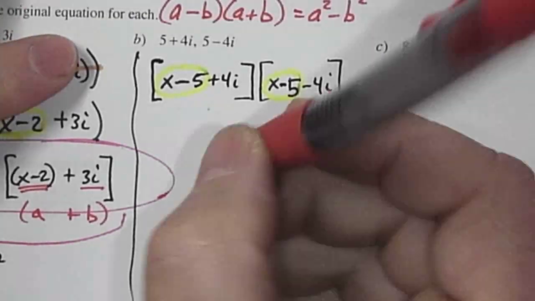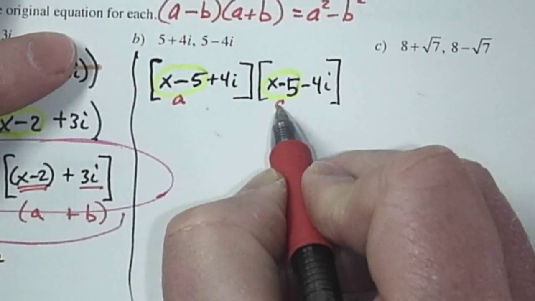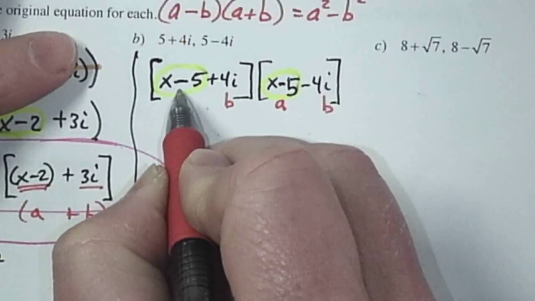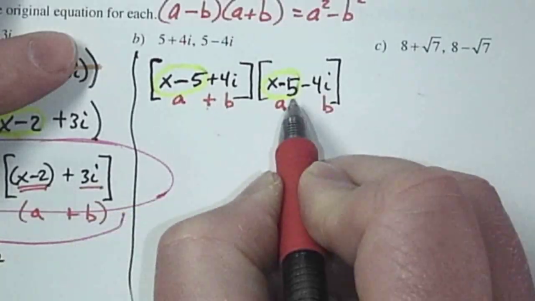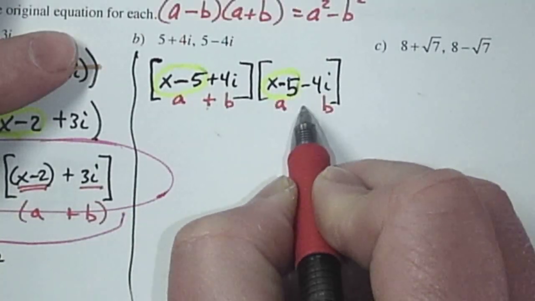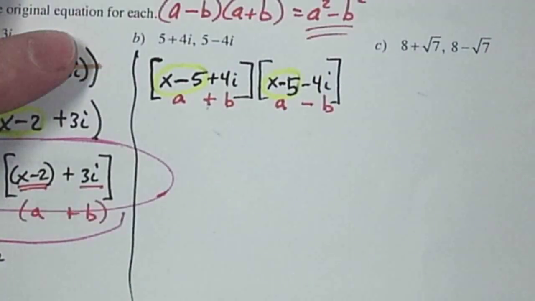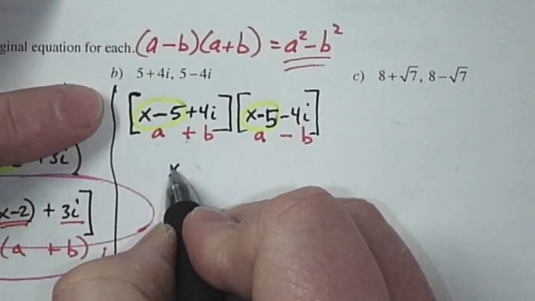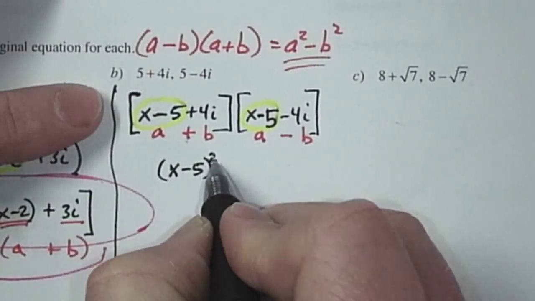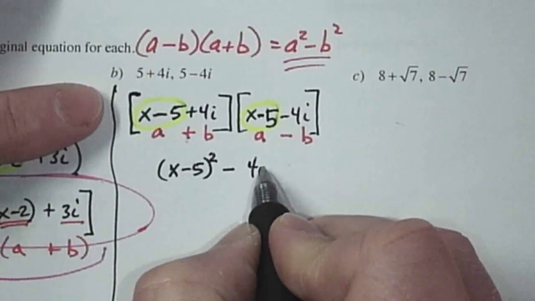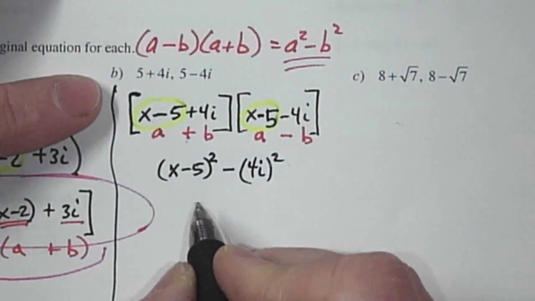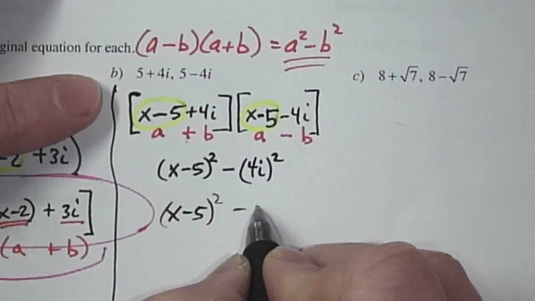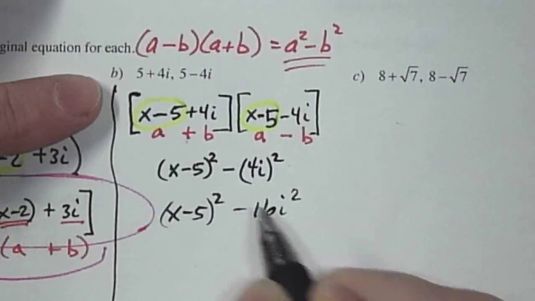We're going to bunch that together, and this is x minus 5 is my A, 4i is my B, and so this is A, x minus 5, plus B, and then my A, x minus 5, minus B, which is A squared minus B squared. So now this is merely x minus 5 squared minus 4i squared, which I could have done in my head, 16i squared.